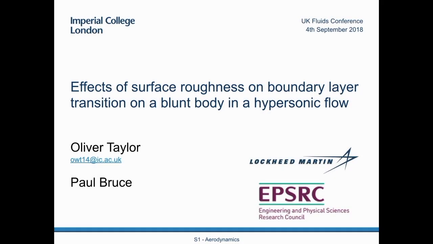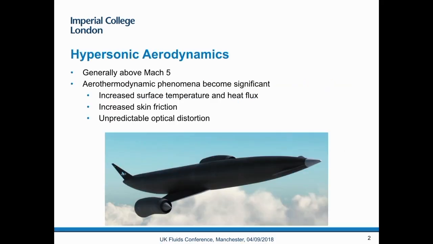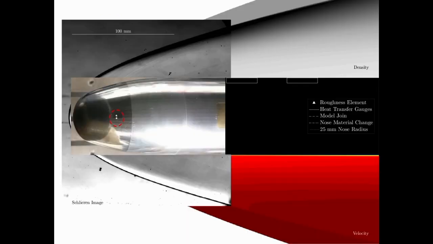Hi, my name's Oliver Taylor. I've come from Imperial College, and I'm here to talk to you today about the effects of surface roughness on boundary layer transition on a blunt body in hypersonic flow. So, hypersonic aerodynamics, what is it? What's special about it? Generally, above Mach 5, certain phenomena become quite significant, particularly surface temperature and heat flux. And here's a nice picture of something that you might see, a hypersonic vehicle in 10, 15 years' time, maybe.